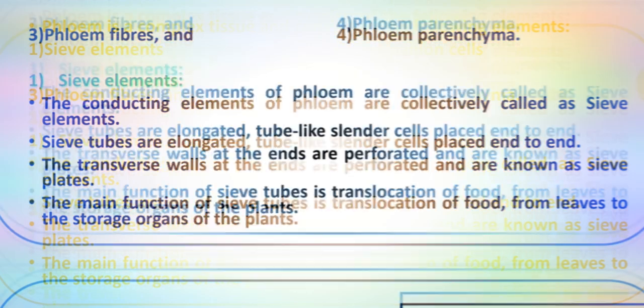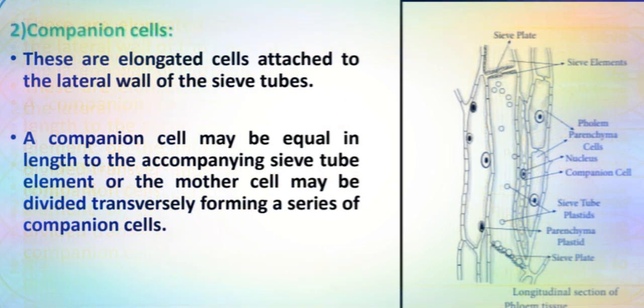And the next cell is called companion cells. What are these companion cells? These are closely associated with the sieve elements. So these cells are very closely attached to the lateral wall of the sieve tubes. Lateral means sidewards, so they are attached to the sides of the sieve tubes. And these are also elongated, very long cells.